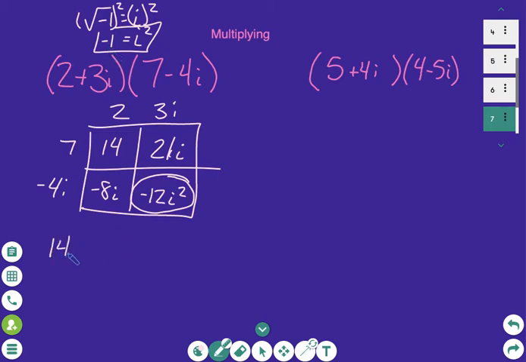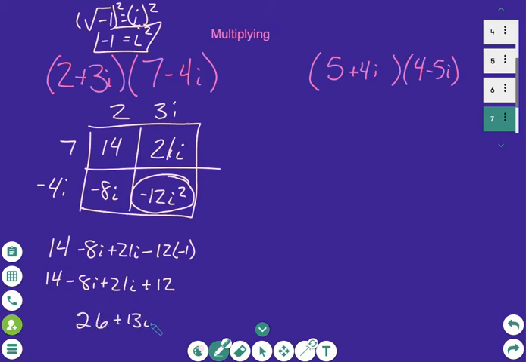So my solution here is 14 minus 8i plus 21i minus 12 times negative 1. So then I can go through and simplify things. So 12 times negative 1 is negative 12, and since there's a negative sign up front here, it becomes plus 12. And then I just combine like terms, like we talked about with adding and subtracting.